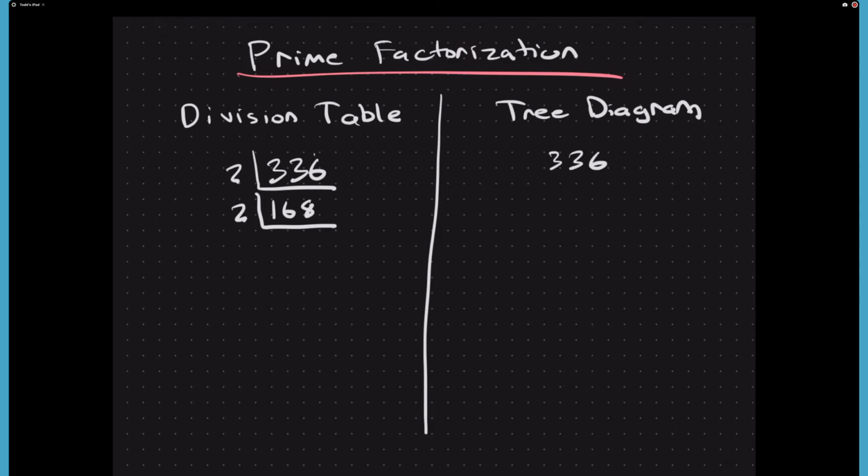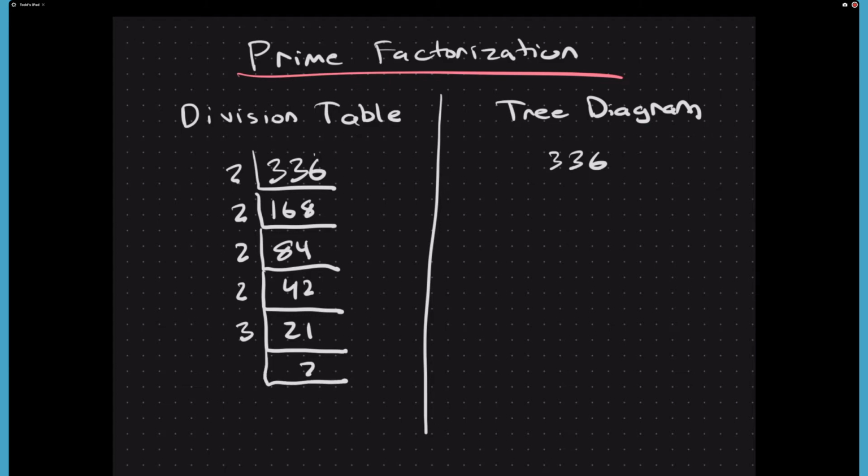Again, 2 will go into there, leaving us with 84. And 2 will divide into there, leaving us with 42. And 2 will divide into there again, leaving us with 21. I know that 21 can be divided by 3, leaving us with 7, and 7 can be divided by 7 and leaving us with 1, and we are finished in that situation.